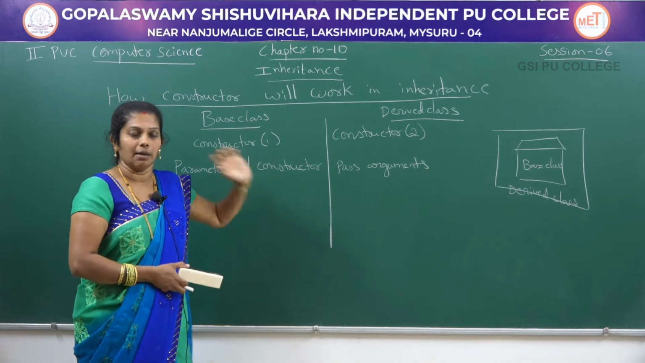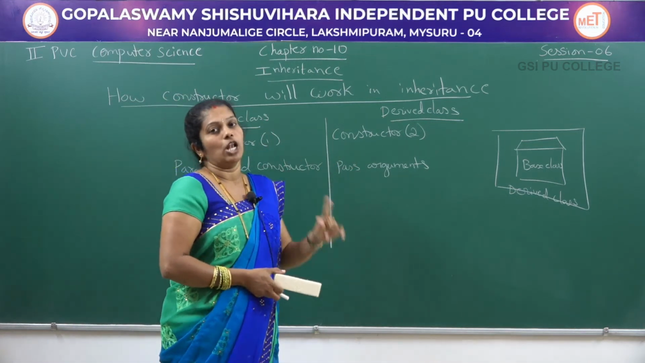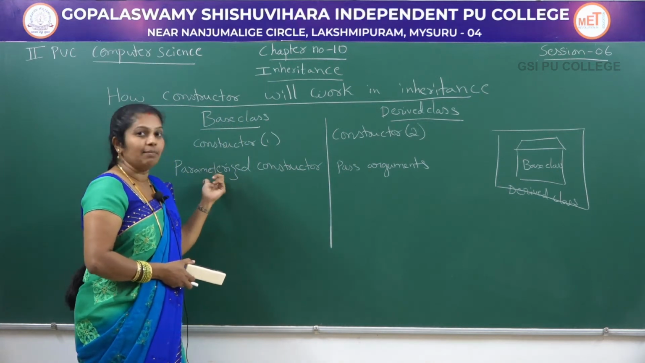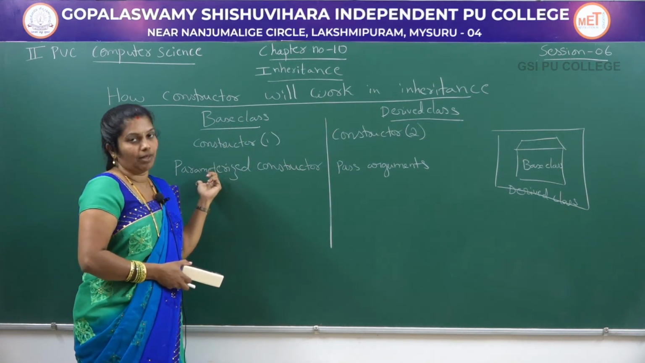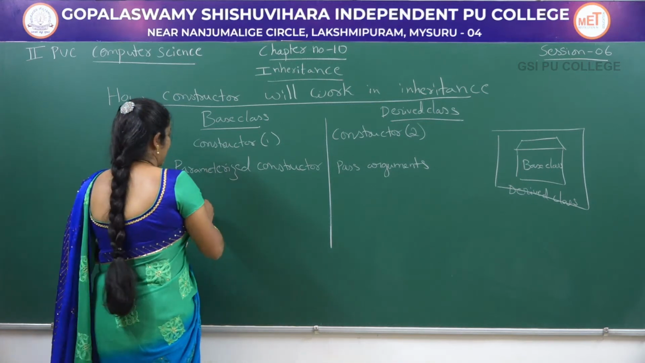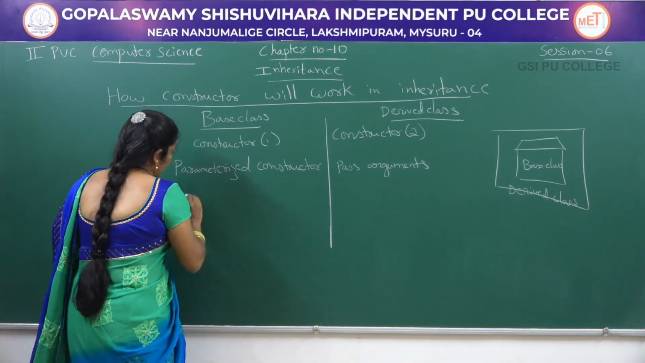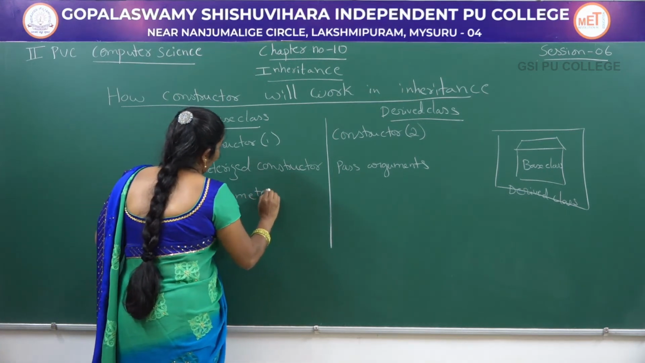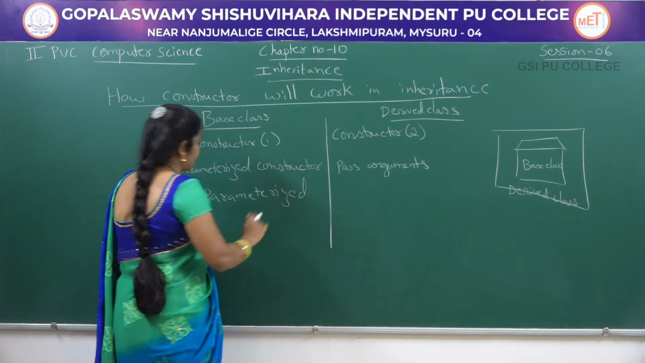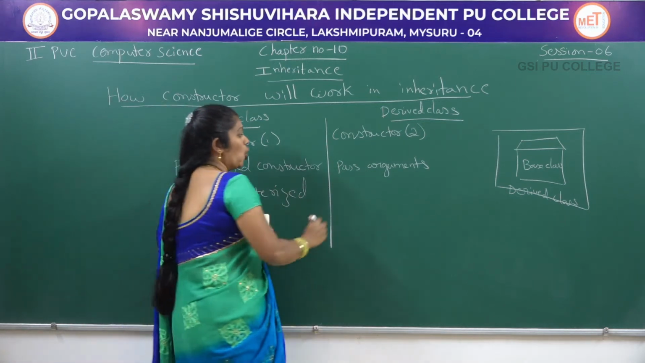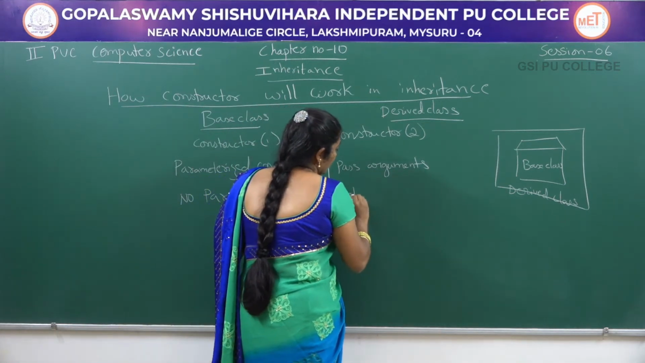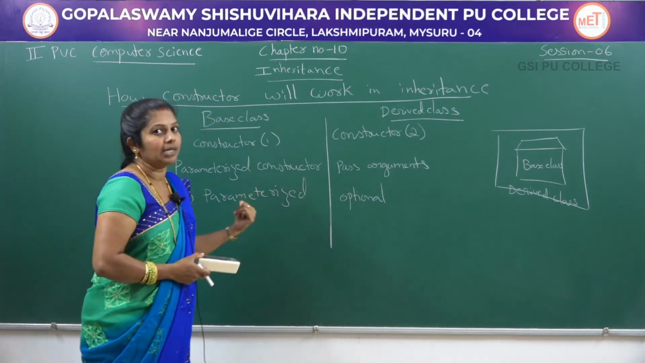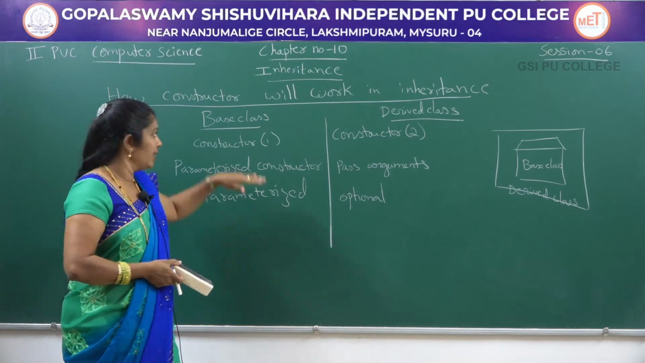It's mandatory, it's compulsory to pass the necessary values, arguments to the base class constructor if it is a parameterized constructor. If it is not a parameterized constructor, then it is optional for the derived class to pass the arguments. Okay.